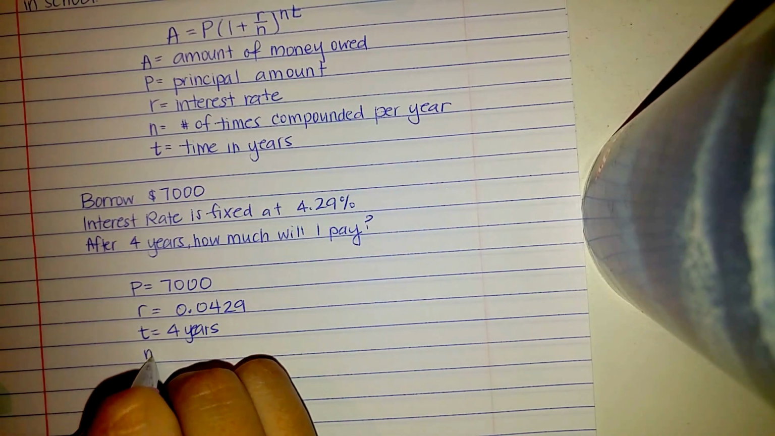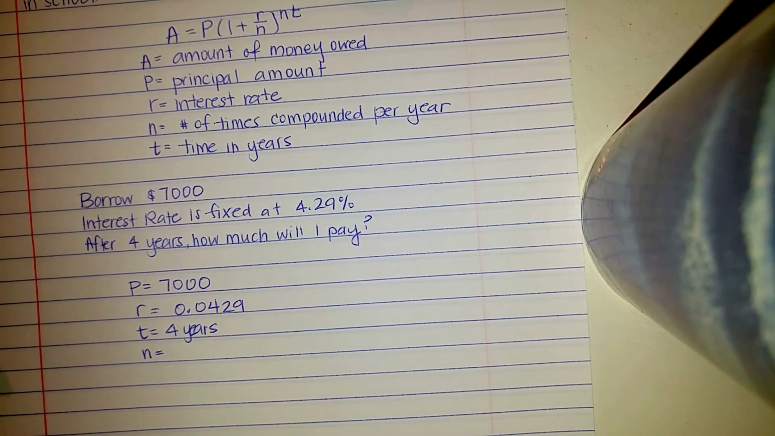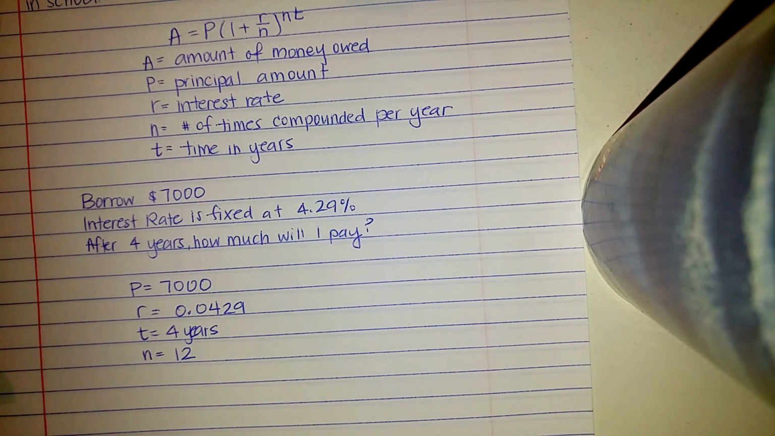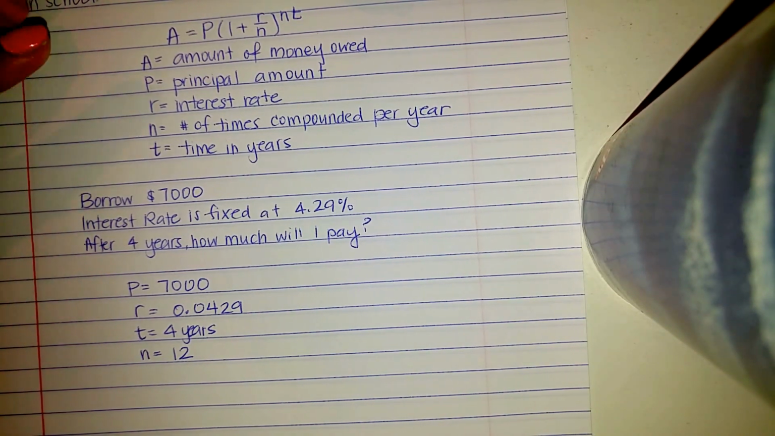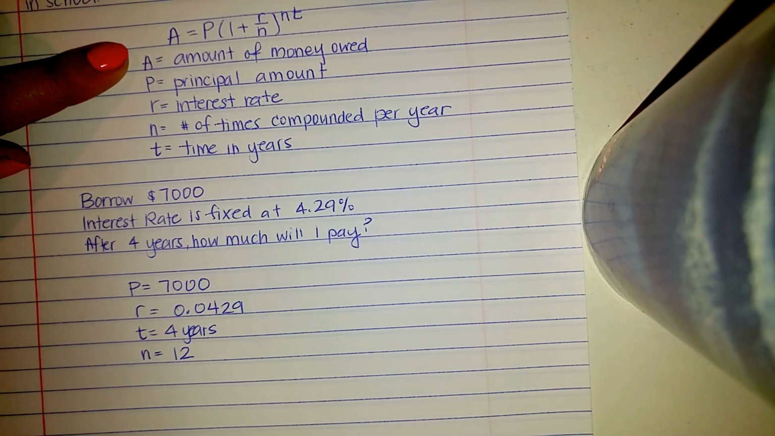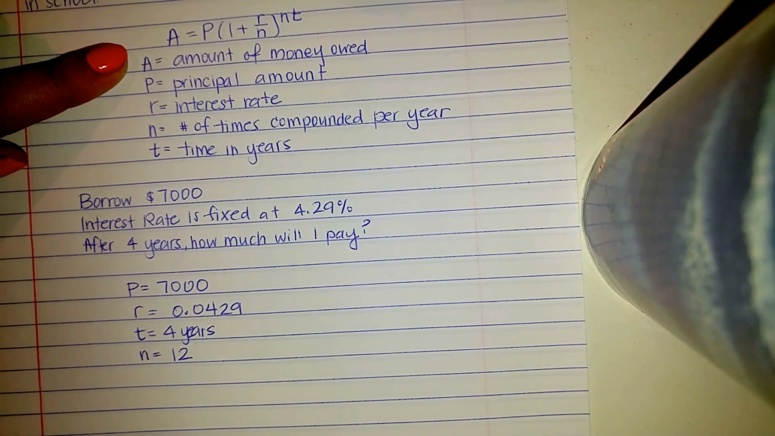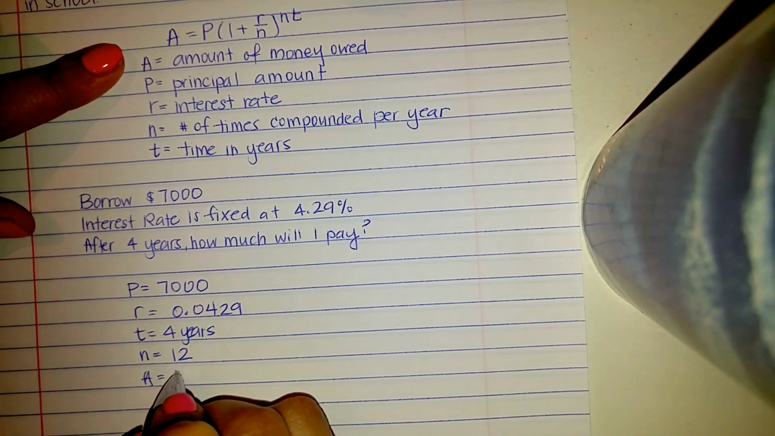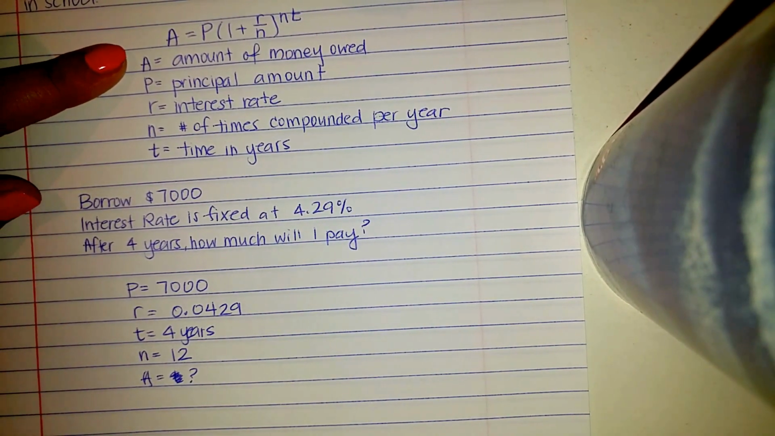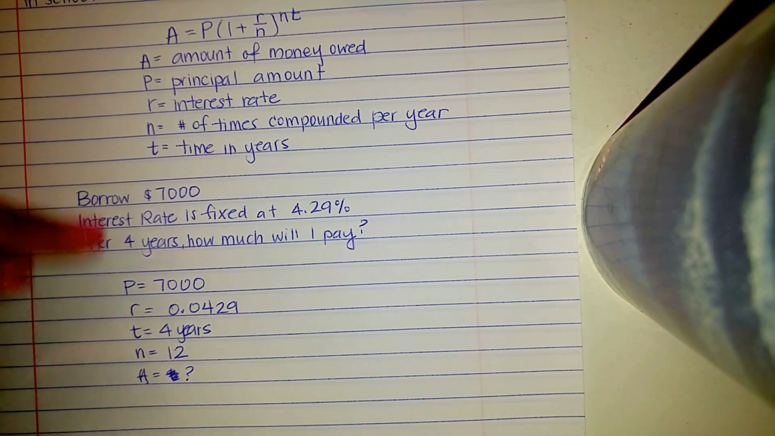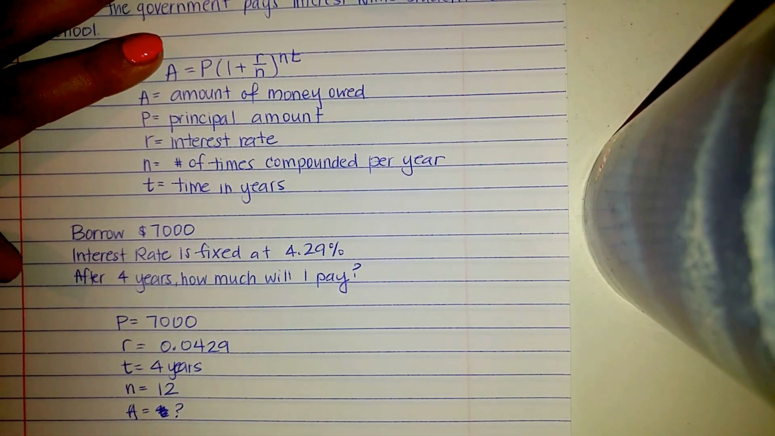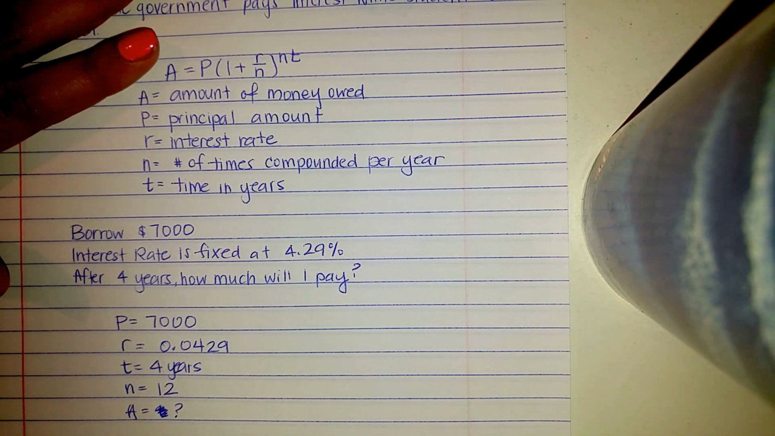And we do know N. We know that interest rates for loans are compounded every month. So if they're compounded every month, that means that in 1 year, they will be compounded 12 times. Now I have every single variable covered except A, which is the amount that I would owe. And this is what we're actually looking for. So A is our unknown. That's what we're trying to find. So I'm going to plug in everything that I know into my equation here, and I'm going to go ahead and simplify the problem to see what I get.